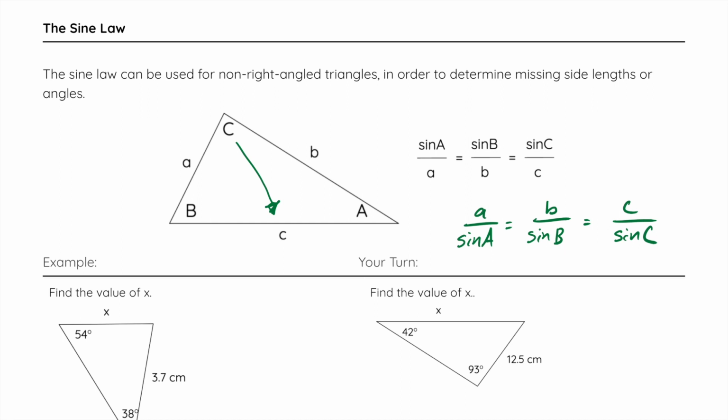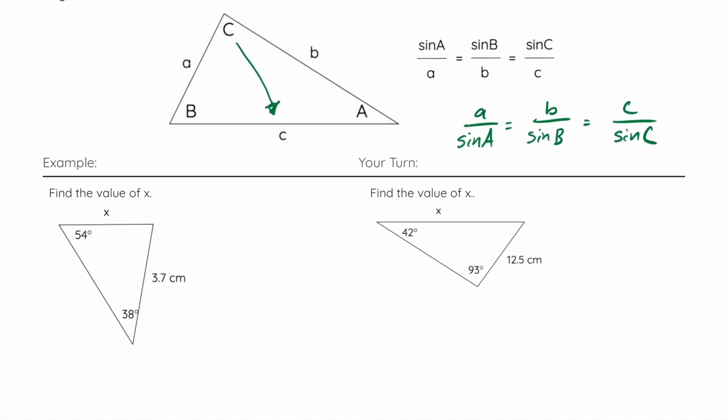Now let's look at a few examples and see how we can apply this sine law to solve for angles and sides. In this example here, we see we have two pairs of opposite sides and angles. In one case, x is paired up with the 38, and the 54 is paired up with the 3.7. So this is a situation where you know you're going to be using sine law. And x is a side length, and that's the unknown. So what I would do is put that in the numerator of my equation. That's just the way I like to do it. I find it easier to solve that way.